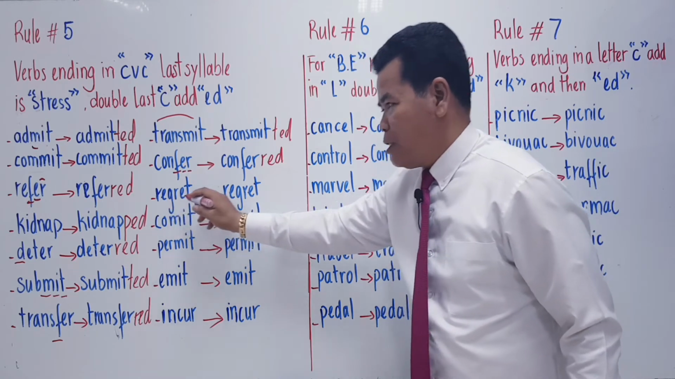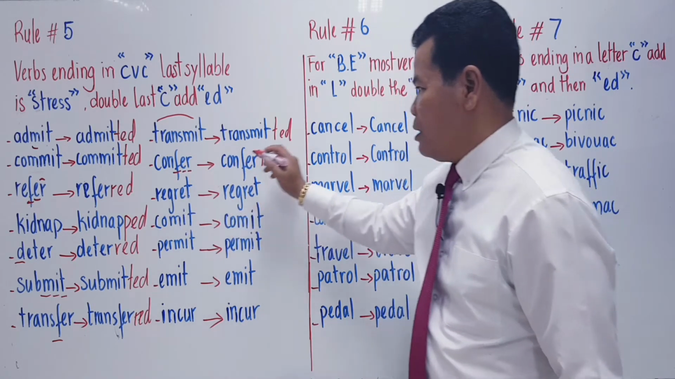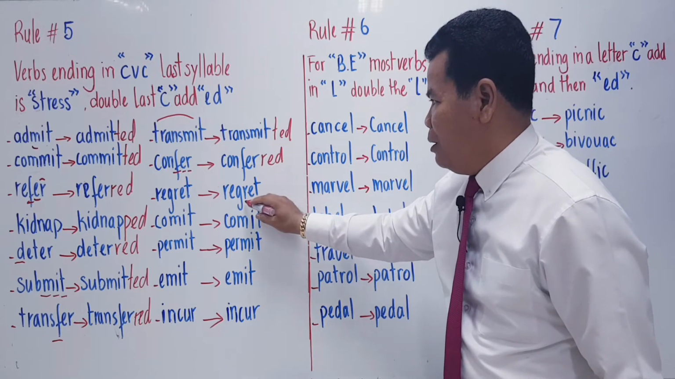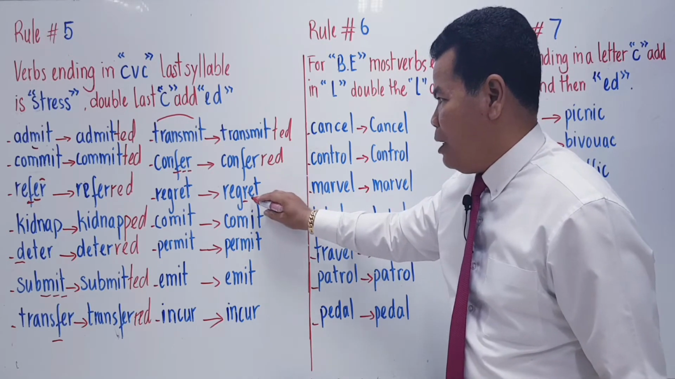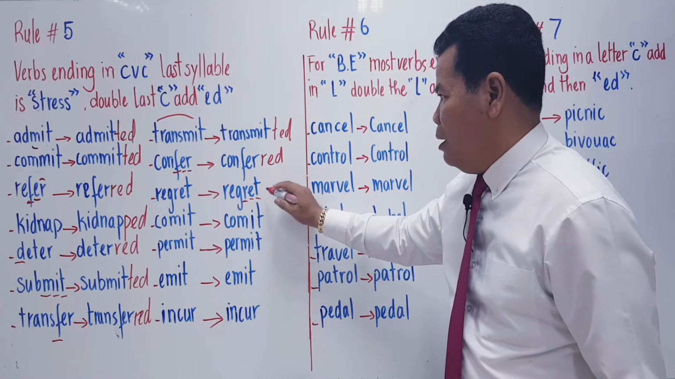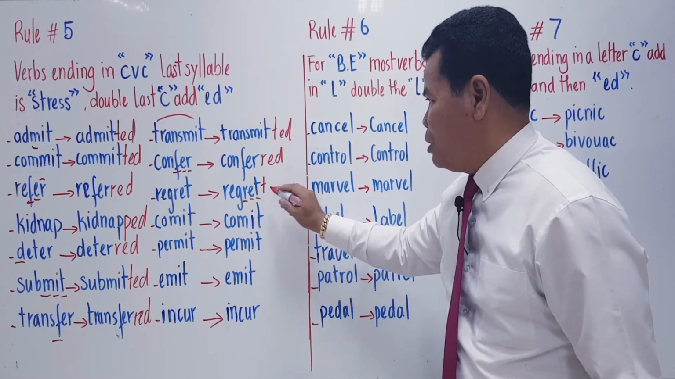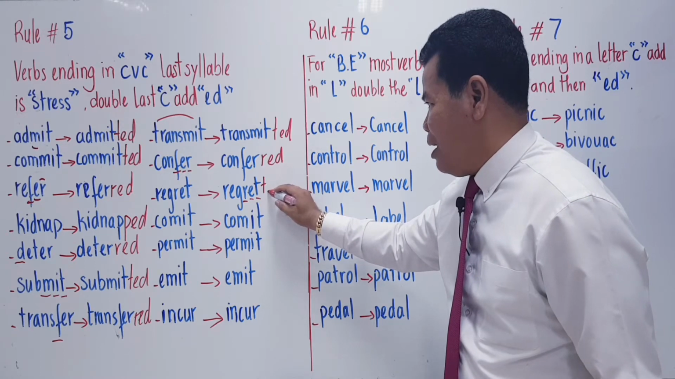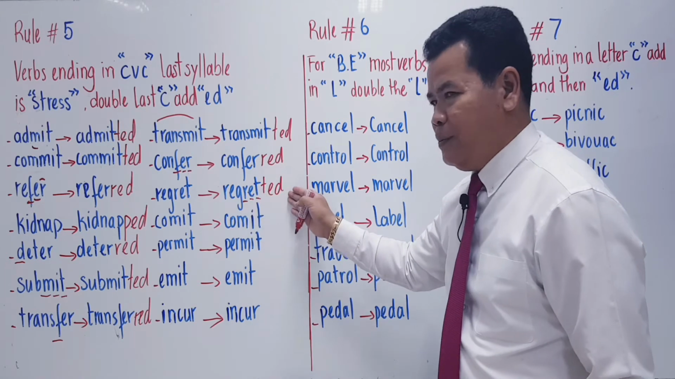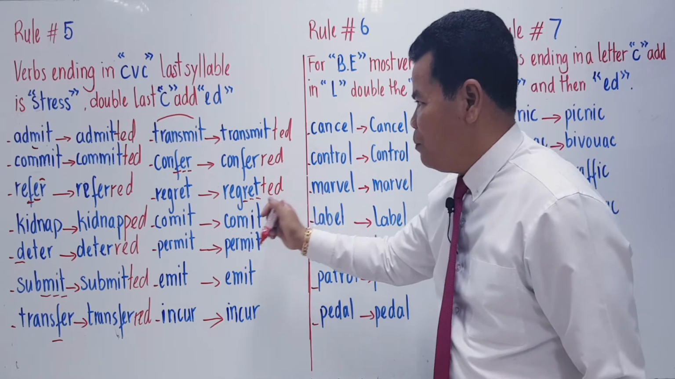Okay, regret. When we go to the past participle, we have the letter E as one of the vowel, T is one of the consonant. So we have double T and then ed. We pronounce regretted. Regretted, okay?